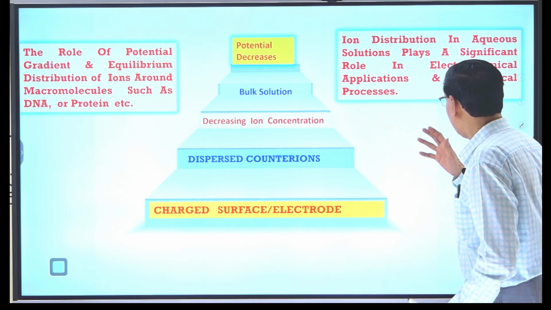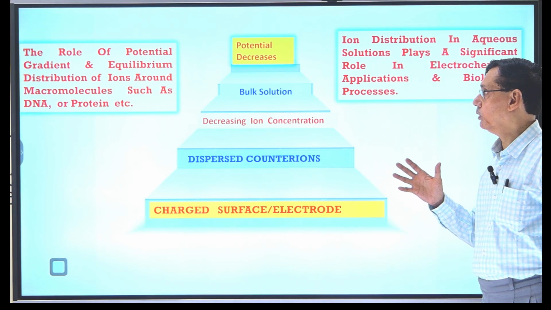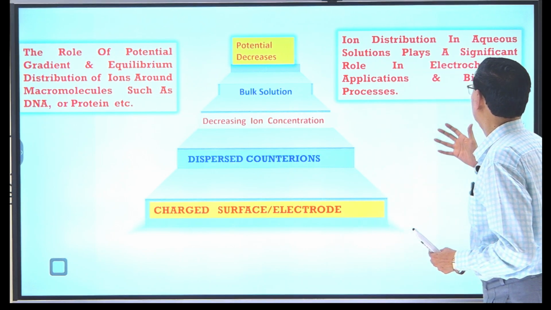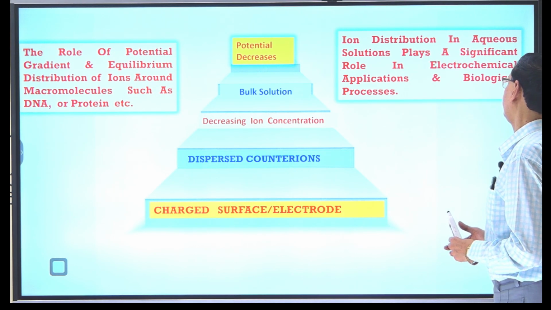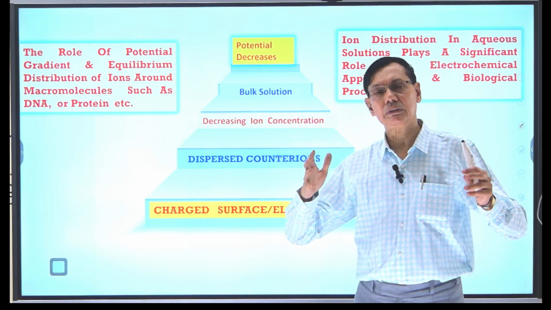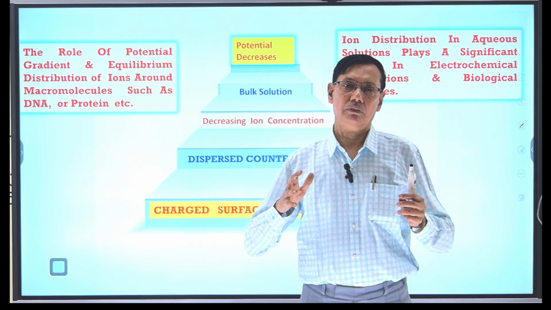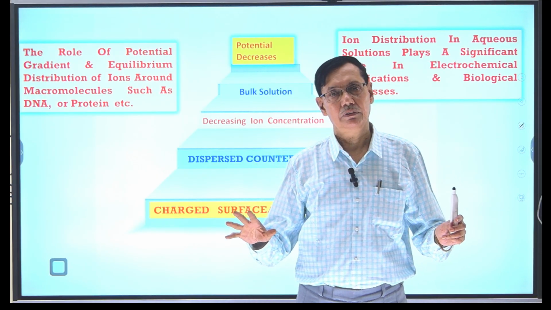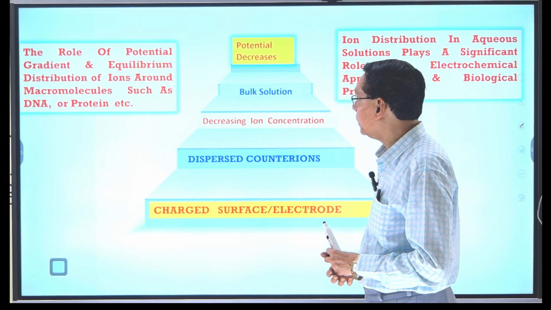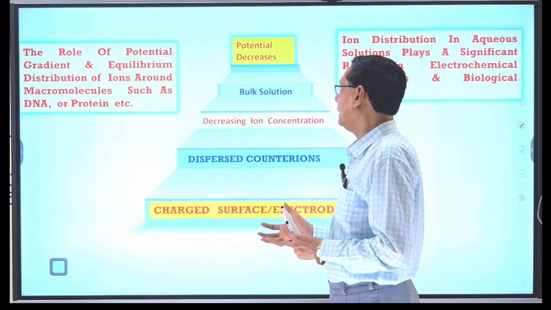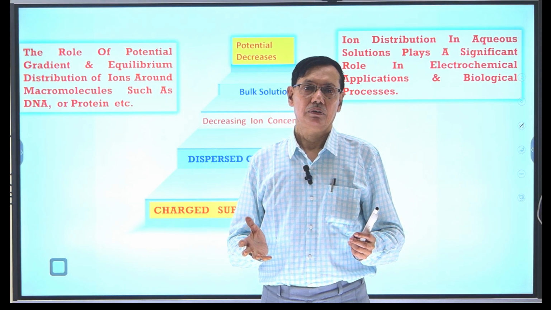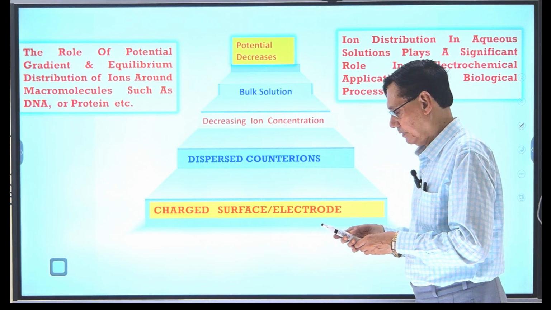And why do we study this Gouy and Chapman layer? This is something worth thinking about. Because you know that in any biological system, everywhere the distribution of the ions plays a very significant role in electrochemistry and biological processes. In my first lecture regarding this electrified interface, I have discussed these things very categorically. And you know that there are some macromolecules like DNA or protein. So the role of the potential gradient and equilibrium distribution of ions around that macromolecule is very important. So these are some applications of that thing.